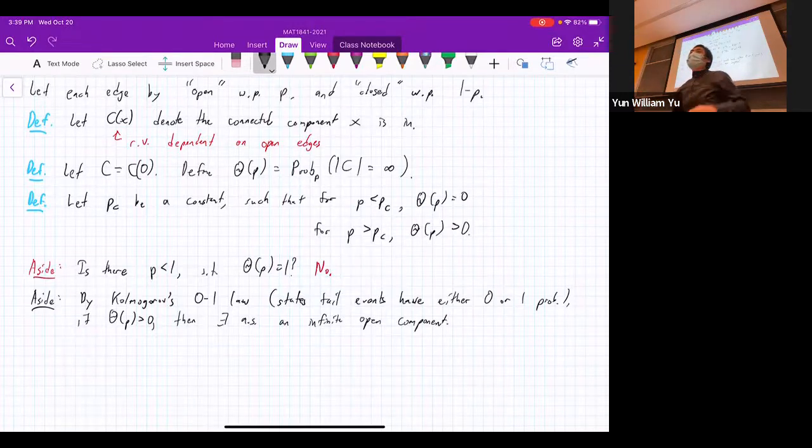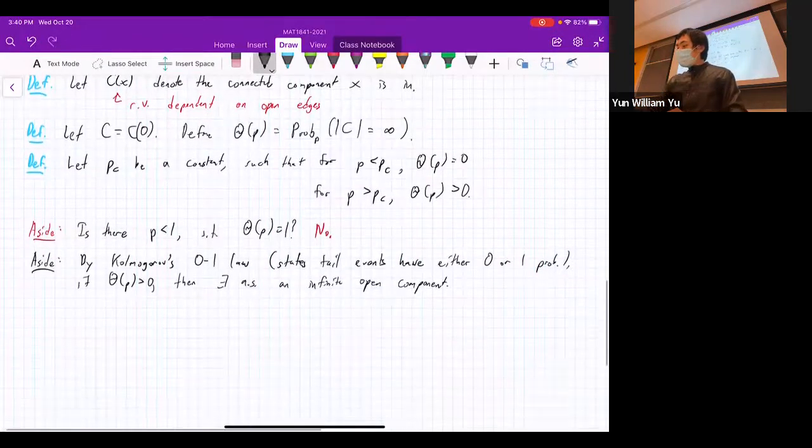Even if theta of p is equal to 0.0001, so that with very high likelihood you don't have an infinite cluster at zero, we have this translation invariance idea, in which the point zero was arbitrary. We are on an infinite lattice, and so almost surely there is some infinite component somewhere.